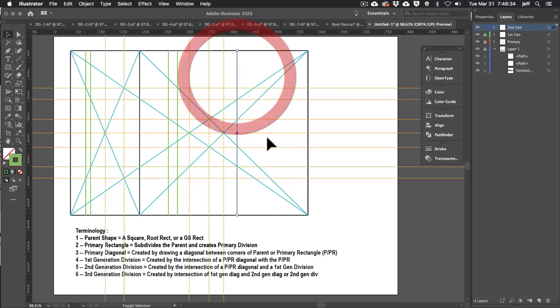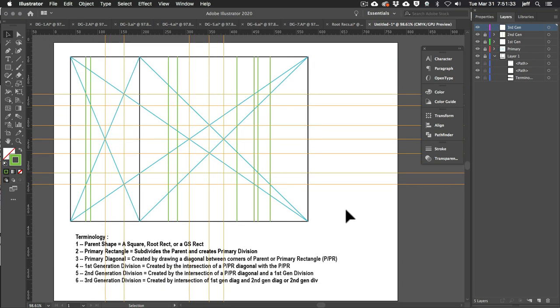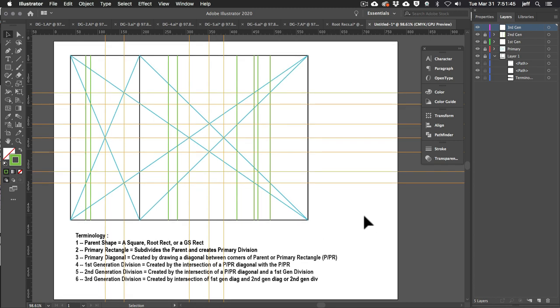Okay, so I got one here. Notice it hits all of these diagonals. And this is how the harmonic symmetry starts to work. You start to see that all these diagonals end up creating modules that are really cool. That is the way you build a dynamic grid. I mean, you could certainly just throw this grid out onto your design and you could make it work. So that is a possibility.